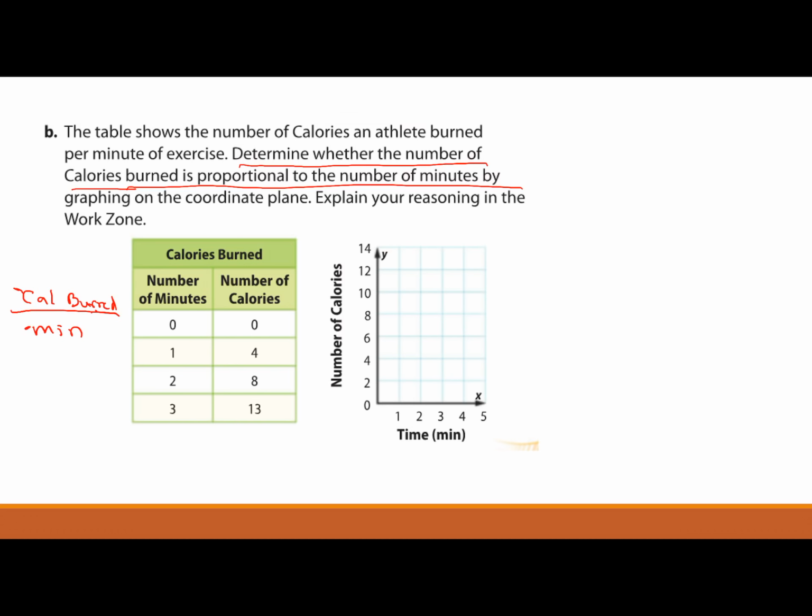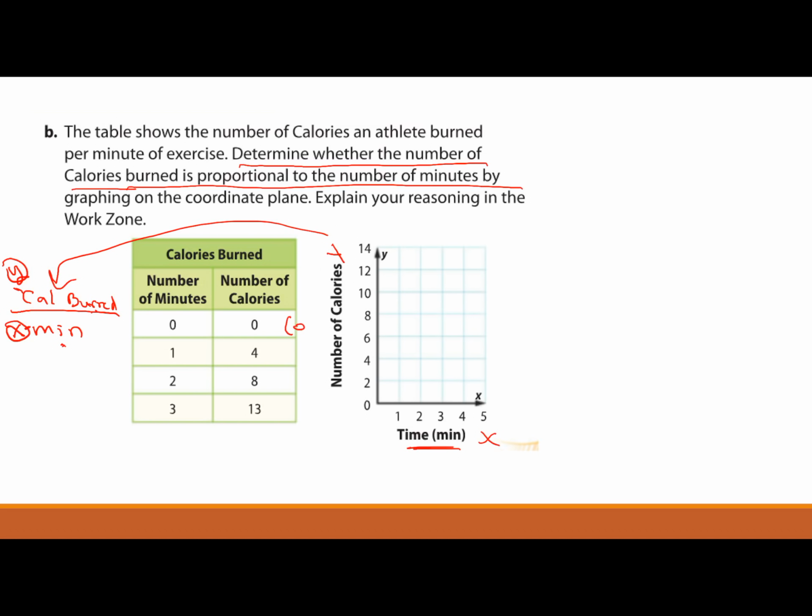Well, if we graph this, the first one's going to be y. The information on the top is your y-axis. The second piece of information is your x-axis. So notice on your x-axis, we have time in minutes, just like we had here. And on our y-axis, we had calories burned. And we knew that because on top of our rate, we had calories burned. All right, so we're going to go ahead and graph this.